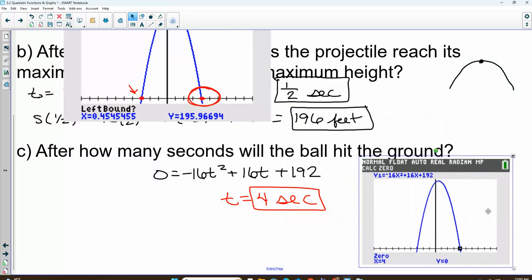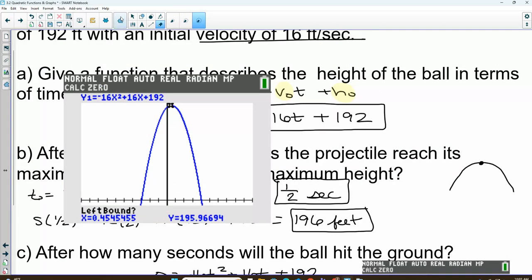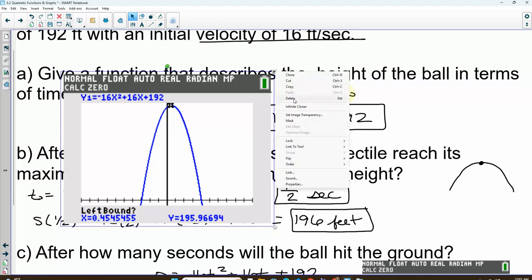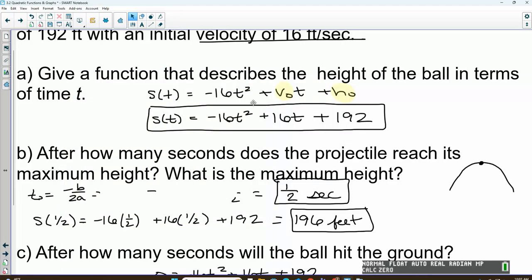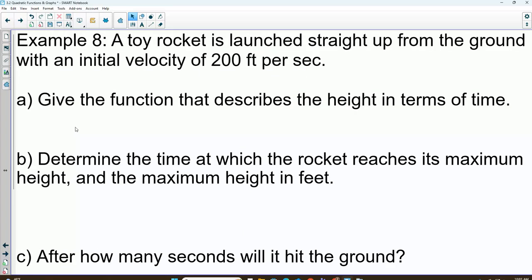Am I going to make you do this on a test or quiz? No, this is bonus information, how to use your calculator to help you out on the ACT with some tricks. All right, any questions there?